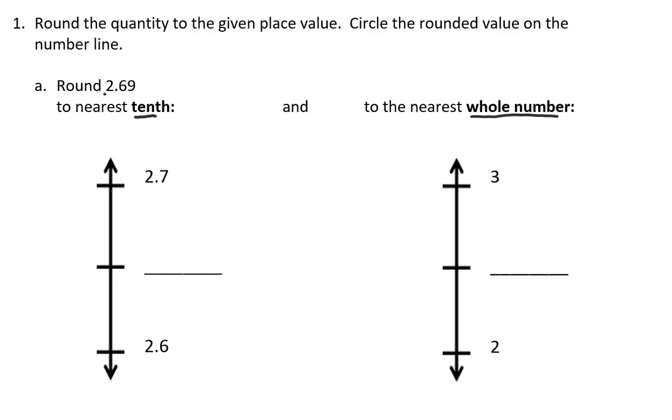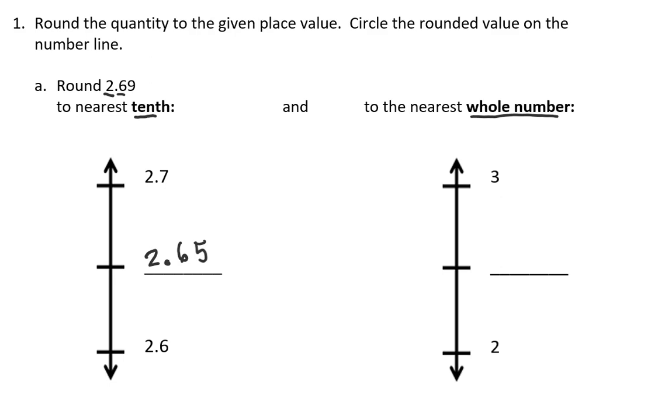I have two whole numbers and 6/10. So 2 and 69 hundredths will fall somewhere between 2 and 6/10 and 2 and 7/10. First step is to find the midpoint between 2 and 6/10 and 2 and 7/10. So we know it's going to be 2 wholes and 6/10, and then 5 hundredths would be the midpoint between 2 and 6/10 and 2 and 7/10.